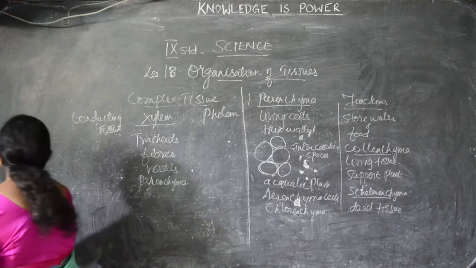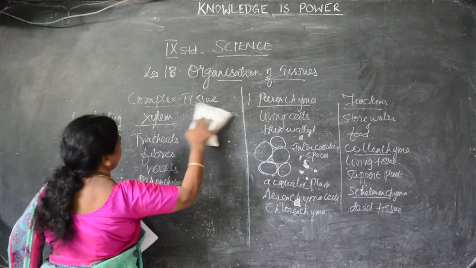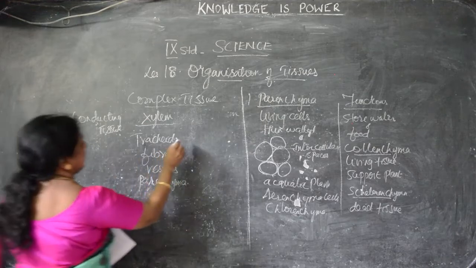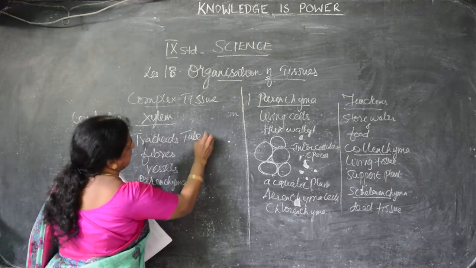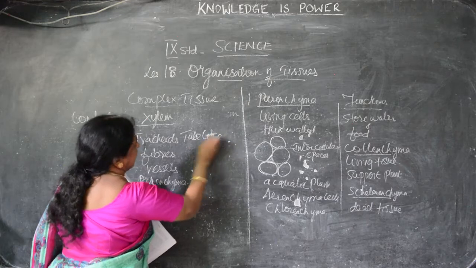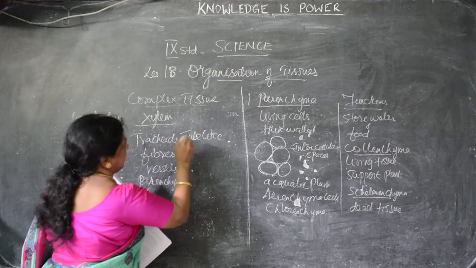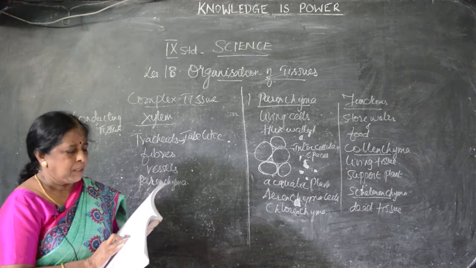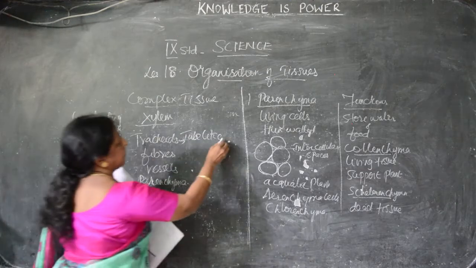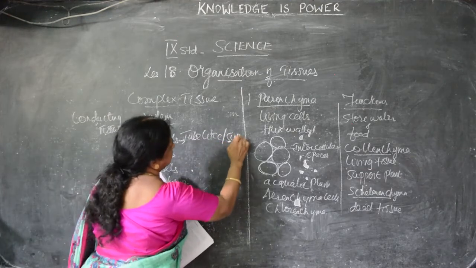I'll write here itself. We'll write about the phloem afterwards. They are tube-like structures. Elongated. Elongated means what? Lengthened. It is very hard. The main thing, what is the function of it? Supports the plant.